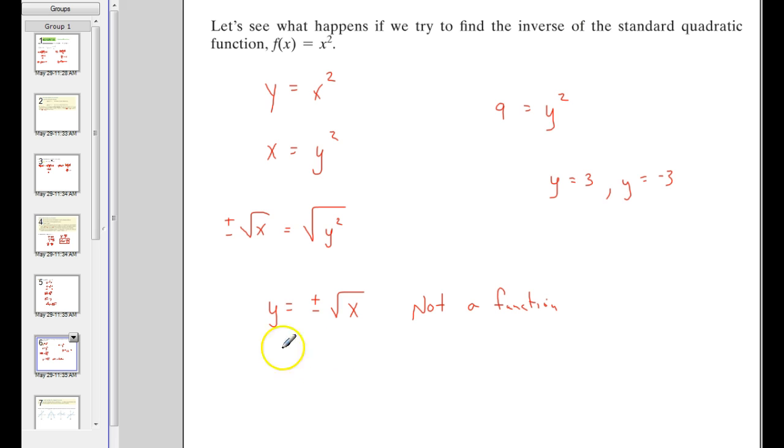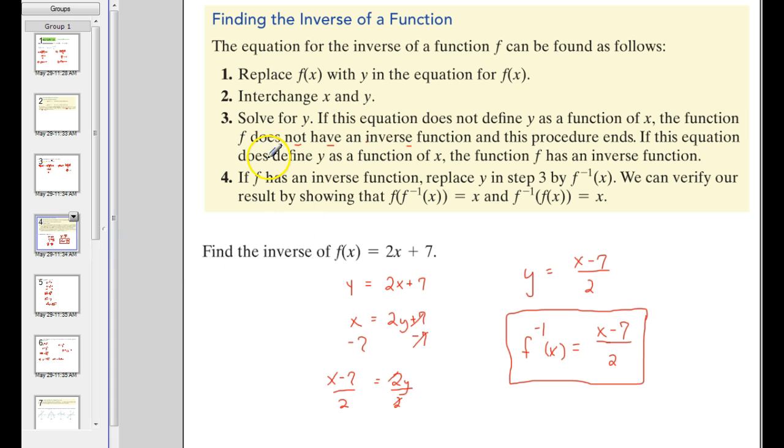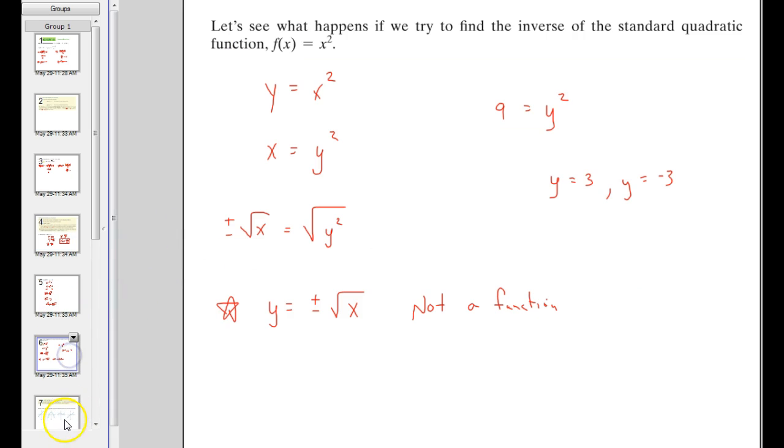So we have to keep in mind what step 3 is saying. That's what step 3 means by if we don't get a function there, we have to stop. Now if you think about this, y equals x cubed looks like this, and that did have an inverse. And then y equals x squared looks like this, and it does not have an inverse.